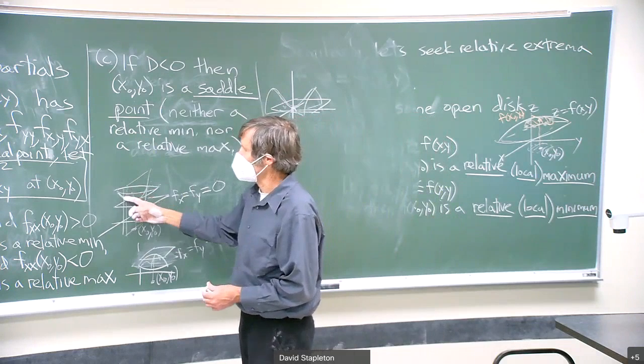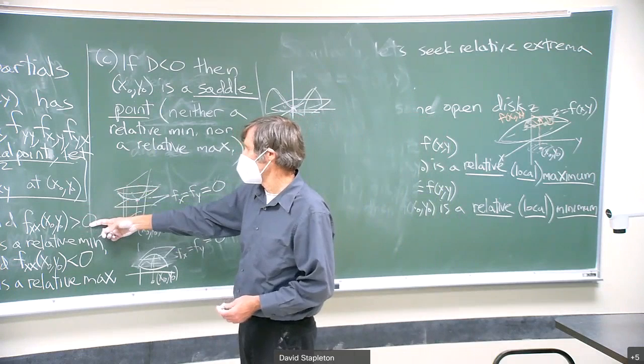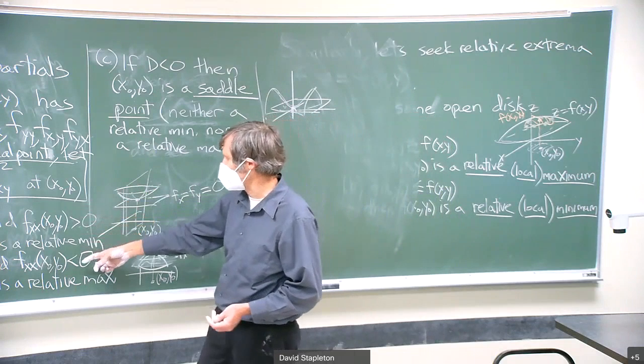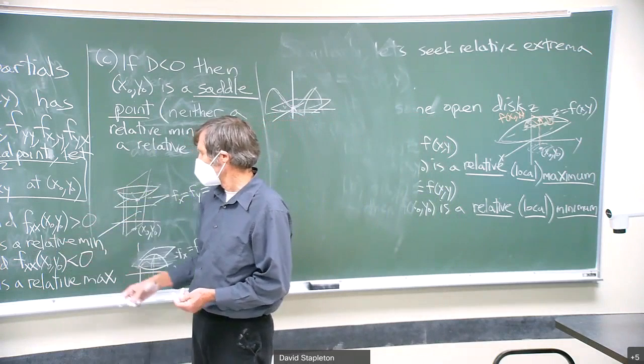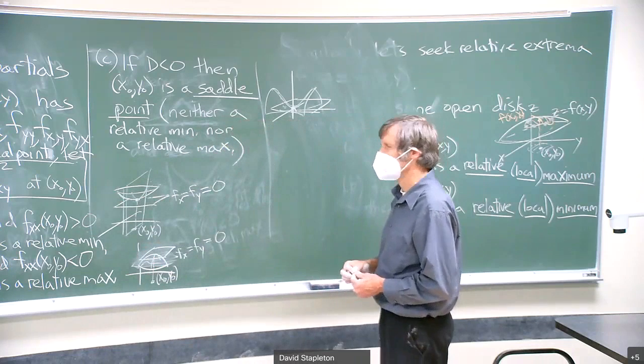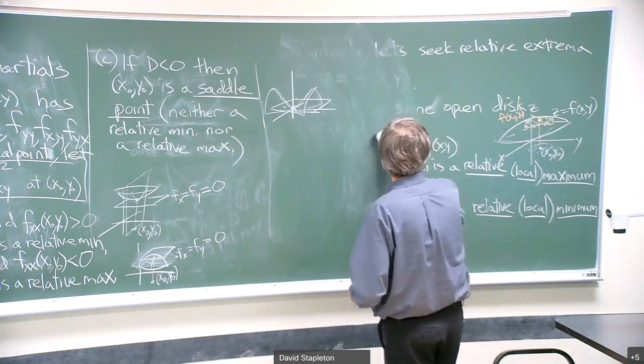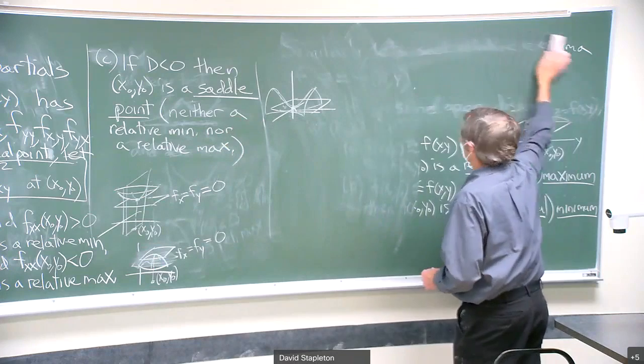If the second partial is positive with d positive, then it's a relative min. If the second partial is negative with d positive, then it's a relative max. But if d is negative, then it's a saddle point. Okay? And that's all there is to it. It's very similar. I hope you can see that, and then this homework will all be better. Same kind of concept.